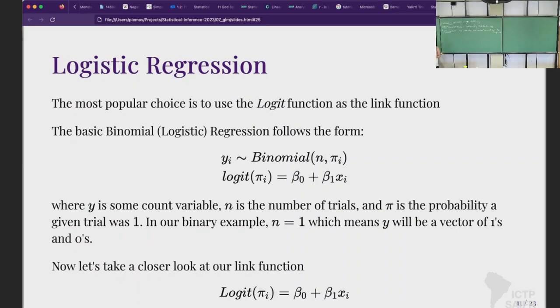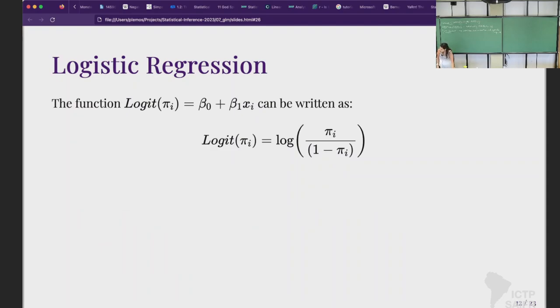And now let's take a closer look at this logit function. So this is what it looks like. And it can also be written like this. And this means that when we want to isolate and learn about our probability, our pi, this is what we're going to look at. But let's do it step by step. How do we go from that logit to this? Because it was not clear for me.